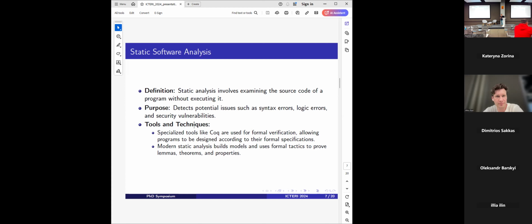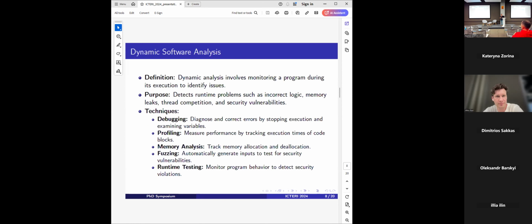And on the slide, you can see also tools and techniques which can be used for static analysis. For example, specialized tools like Coq are used for formal verification, allowing programs to be designed according to formal specifications. And modern static analysis builds models and uses formal tactics to prove lemmas, theorems, and properties.